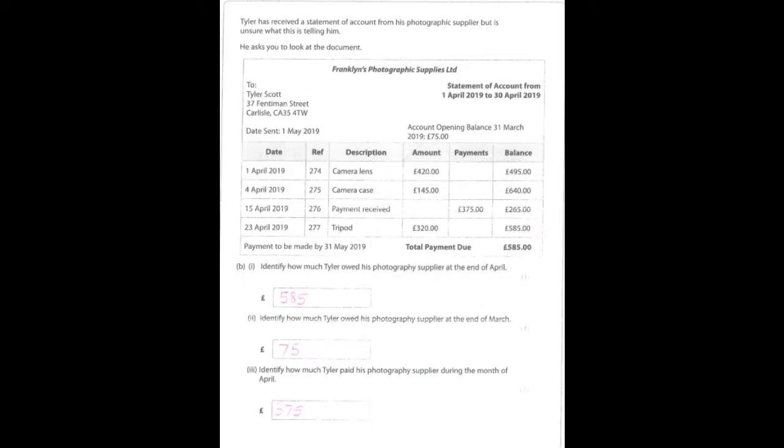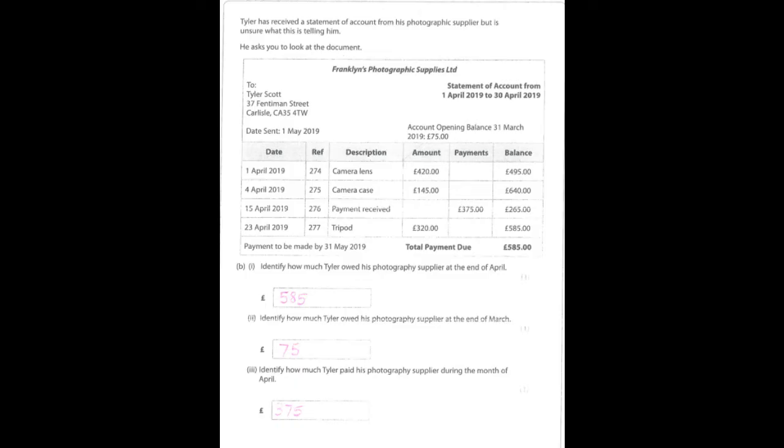The next question is all about being given a statement of account. Now the first thing to remember here is that all the answers are included in the information that you've got. All you've got to do is take your time to read carefully and think about what's actually being asked. So let's look at B part 1. Identify how much Tyler owed his photography supplier at the end of April.